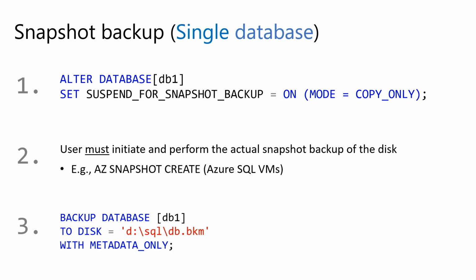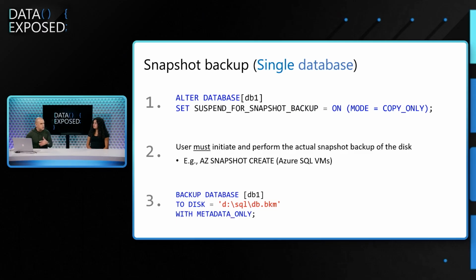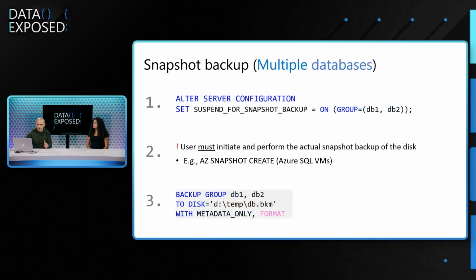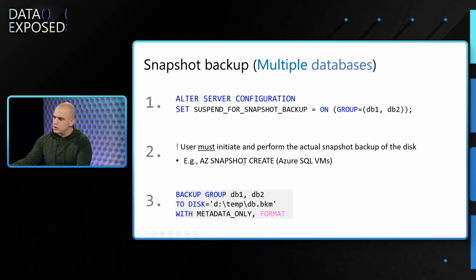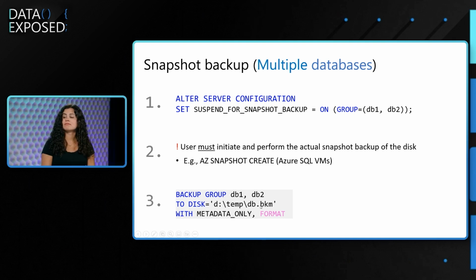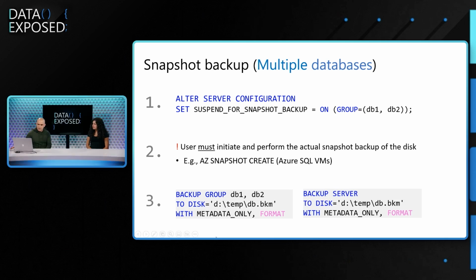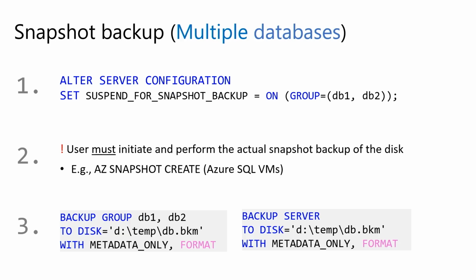Okay. And you can do this, Anna, for a single database or a set of databases with one command. So this is showing you for multiple databases, it's the same command, but you pass a switch for group of the databases that you want to suspend. Again, the user initiates and performs the actual snapshot backup as before, and then you can back up the metadata again in the same BKM file. Okay, awesome, cool. And last slide is you can do this for the whole server, meaning you can back up all the databases under the same SQL Server instance, or as I showed you, a group of the databases.